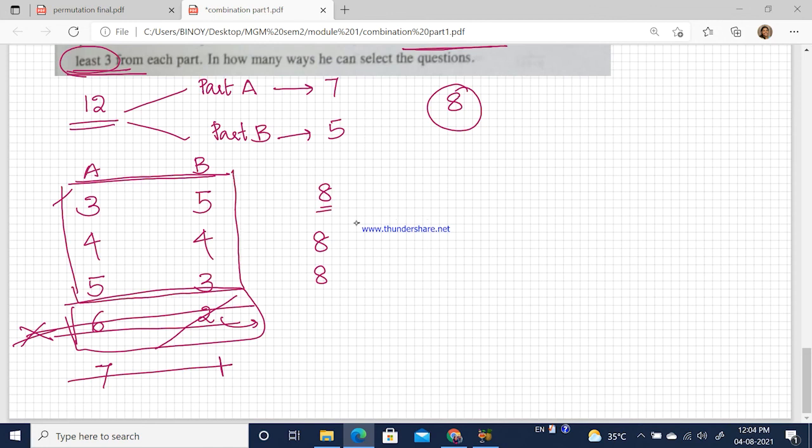Now, how do I make it into a formula? Part A consists of 7 questions. From 7 questions, I can take a combination of 3. As well as from part B, out of 5 questions, I can attempt all 5 questions. Then 7 combination 4: from 5 questions I can attempt 4 questions, that is also possible.